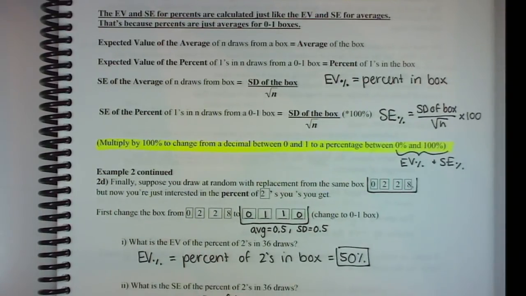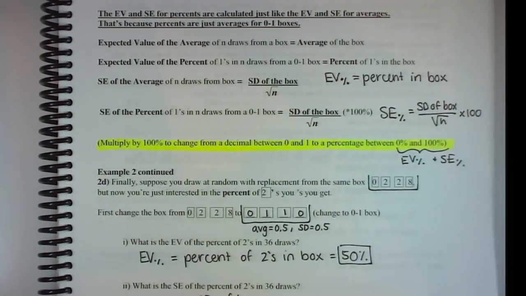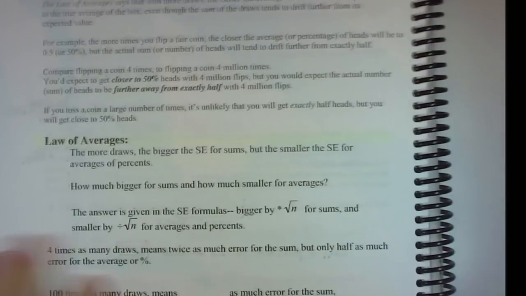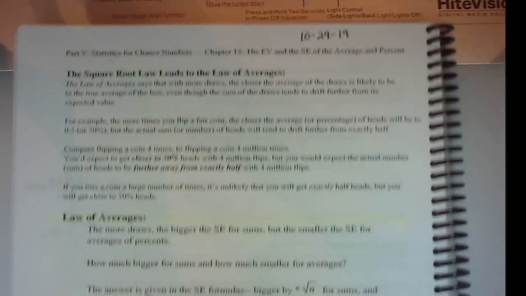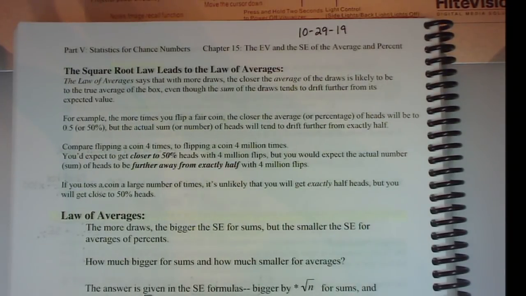Okay, so we did a bunch of examples. I feel like we did all these. Let's go to the next page. There's one last part of chapter 15 that kind of combines what we learned about the formulas with how that translates into real life. So the question is, what happens the more times we do something? Do I get more error or less error?